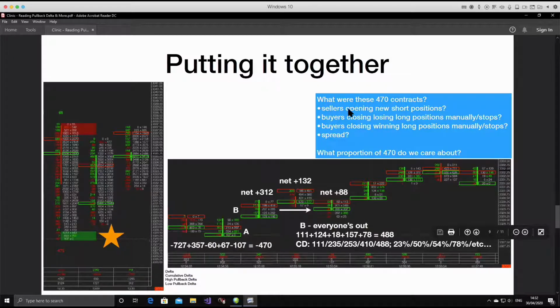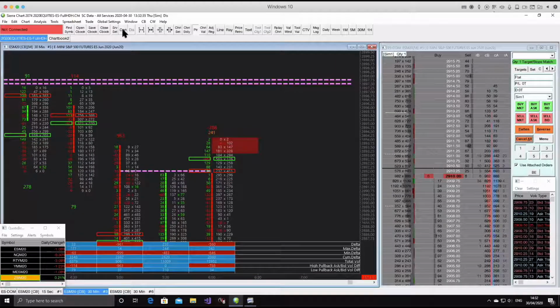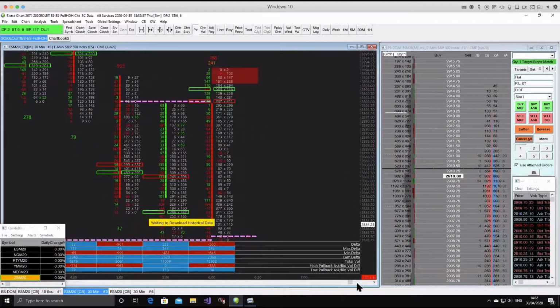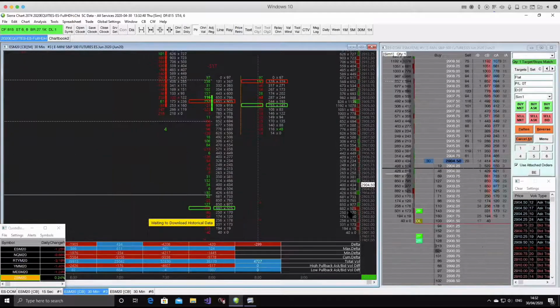Is it likely all 470 were aggressive sellers hitting the bid at the low of this candle? There can be losing buyers who have closed, there can be winning buyers who have closed, or it could be anything else going on. So there's a degree of discretion and fluidity to be taken in interpreting how much of this 470 do I need to see eroded before I decide to get in. Let's go back and turn the data on, and we'll look at this on some charts, and hopefully we get one in real time.